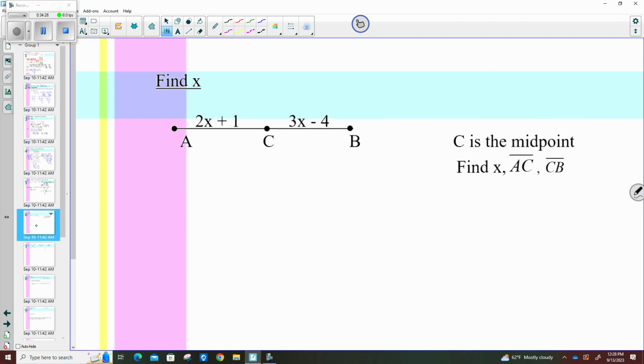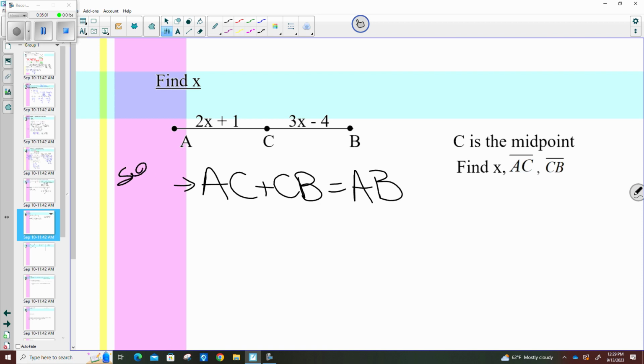So when I look at this next one where it says find X, and over to the side it tells me C is the midpoint, what does that tell you about the picture? Cuts it in half. So what do I know is true? Say that one more time for me. If I add them together, absolutely. So we know from the last part, I can do this. That's your segment addition postulate.